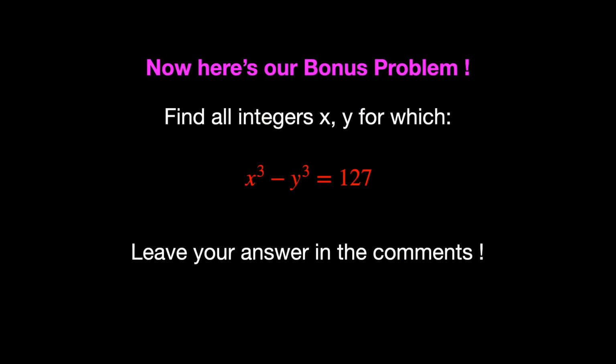Now here's our bonus problem. Find all integers x, y for which x cubed minus y cubed is 127.